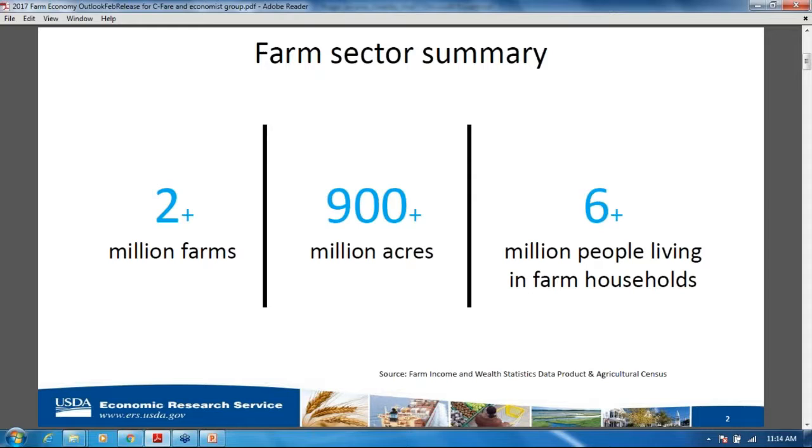And to put that in a little bit of perspective, if India, which is the 8th largest country by land area, converted every single inch of land to farmland, they would still be more than 200 million acres short of what the United States dedicates to farmland. So there's a lot of land dedicated. And then arguably the most important thing that I think about when I think about the farm sector is that it in some way supports more than 6 million people living in farm households.